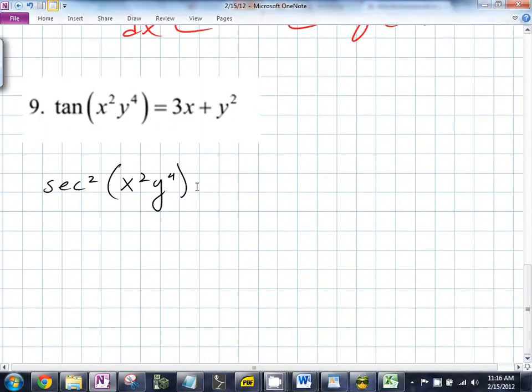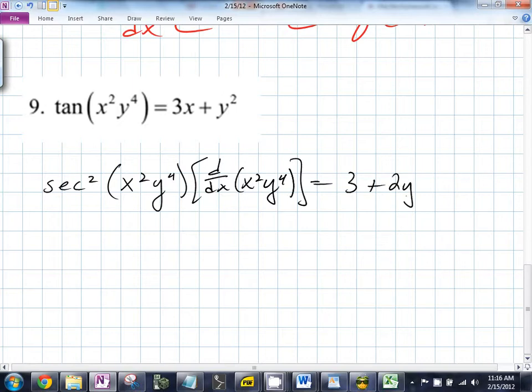Now we have to multiply by, and I'm going to do this in a couple steps, the derivative in terms of x of x squared y. We're not going to do it out yet. Equals 3 plus 2y y prime. So let's do that derivative. What rule do you have to use here? The product rule, because it's two things multiplied together.